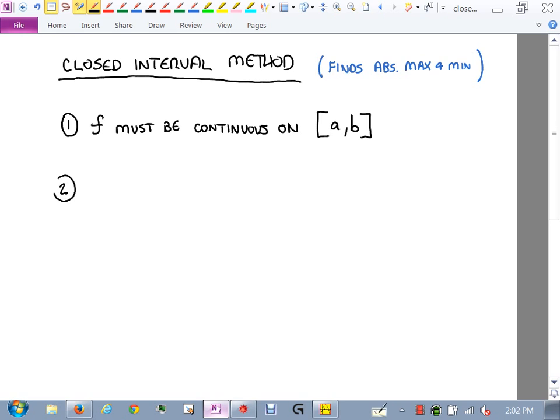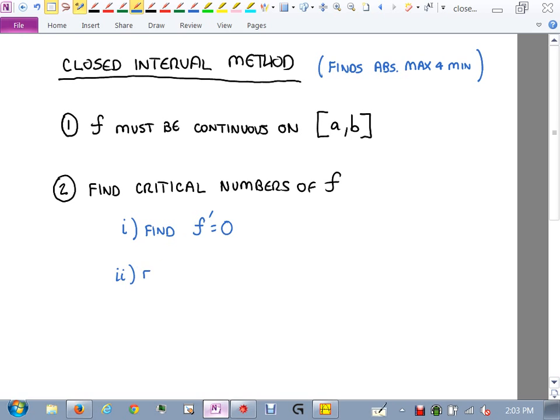Second thing you'll do is find the critical numbers of f. Now, what does that really mean? Find where the derivative is 0, and find where the derivative does not exist. I'm going to put that in here in blue. That means you're going to find where the derivative is equal to 0, and you're also going to find where the derivative does not exist, where it's undefined.